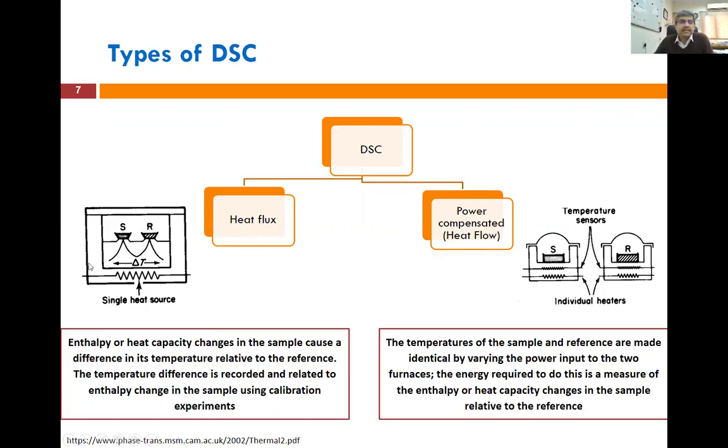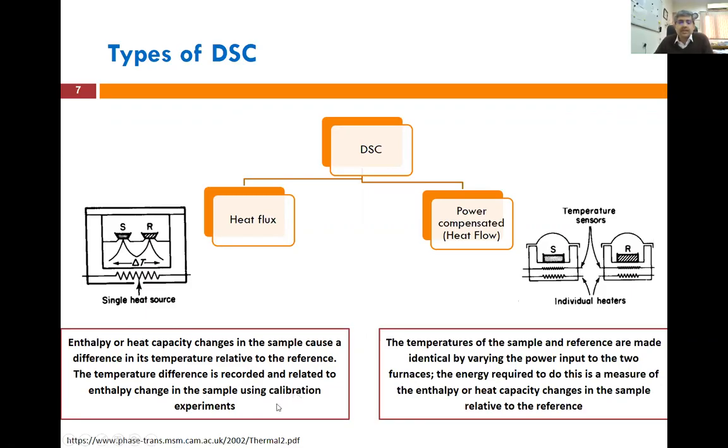Heat flux DSC consists of a single furnace or a single heating source, and there is a sample cell holder and there is a reference cell. Enthalpy or heat capacity changes in the sample cause a difference in its temperature relative to the reference, which means the events that are going on in the sample lead to a difference in the temperature, delta T, with respect to the reference.